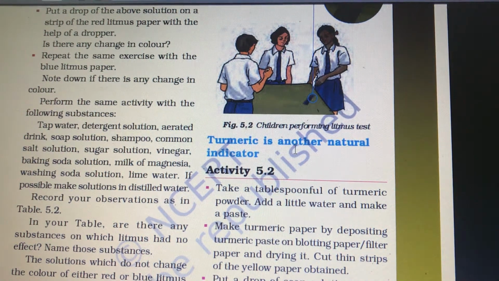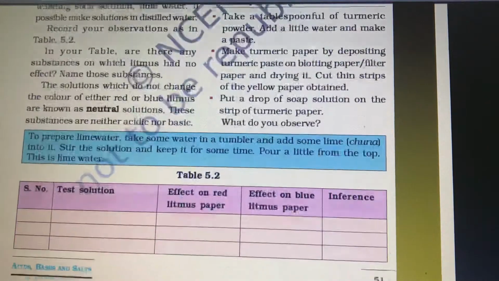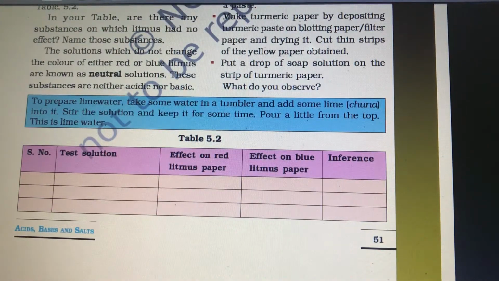Turmeric as a natural indicator: we have just seen that if we put turmeric on a white cloth and rub lemon, meaning acid, on it, then there is no change in color. But when we treat it with washing soda, then it gives a red color.